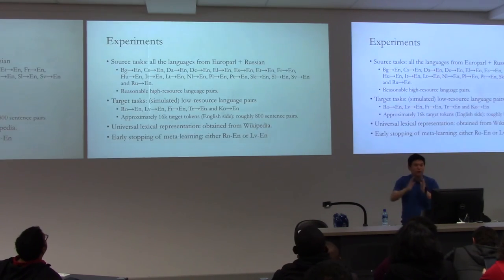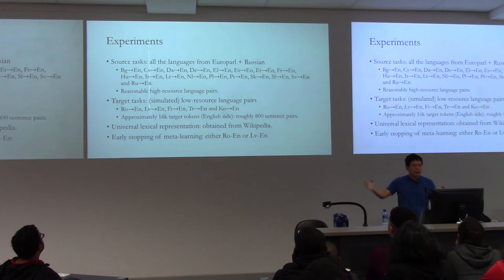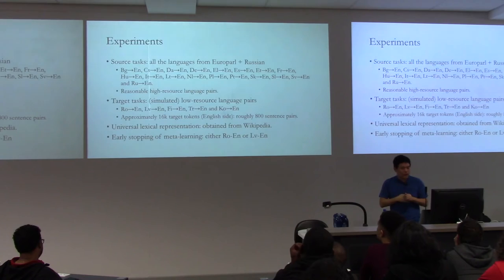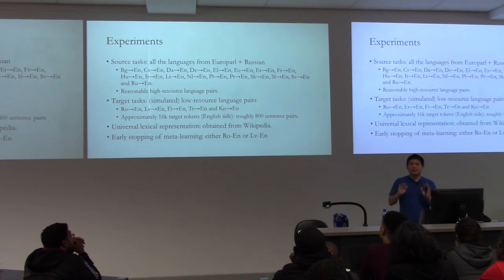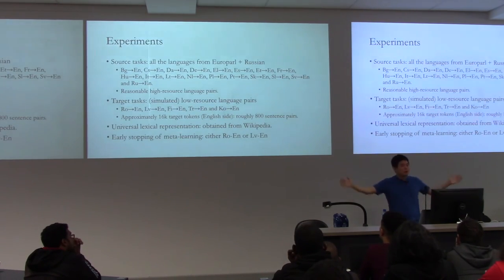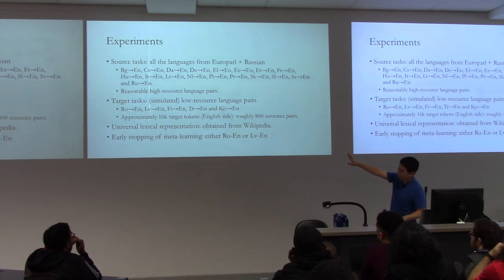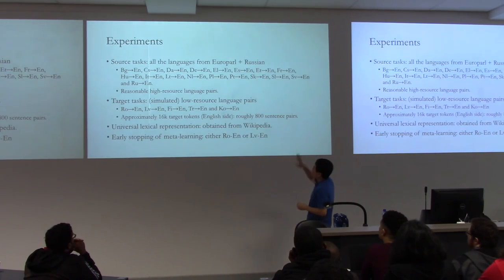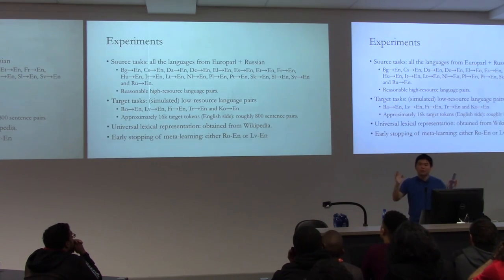So we did experiments where we assumed to have many source tasks. We took all the languages from the European Parliament, and then we added in Russian as well. So we have Bulgarian, Czech, Danish, German, Greek, Spanish, Estonian, and so on, and then Russian, and we build a system that translates into English. These are reasonably high resource language pairs, not really high resource, but we wanted to see how many source tasks we can put in, and how much the low resource language pairs can benefit from it. As a target task, we simulated extremely low resource language pairs, which are Romanian, Latvian, Finnish, Turkish, and Korean. We use approximately 16,000 target tokens on the English side for each one of them, roughly 800 sentence pairs only. So that's very, very small.